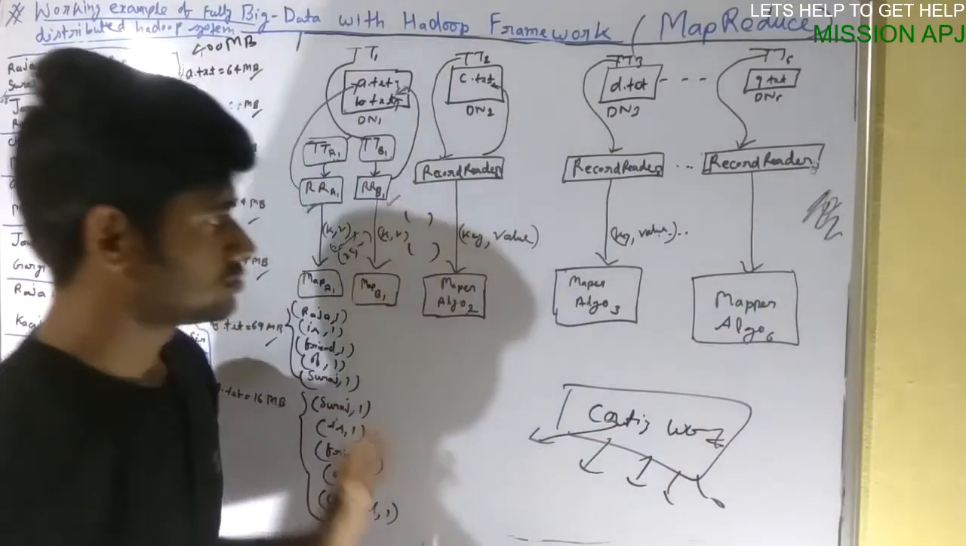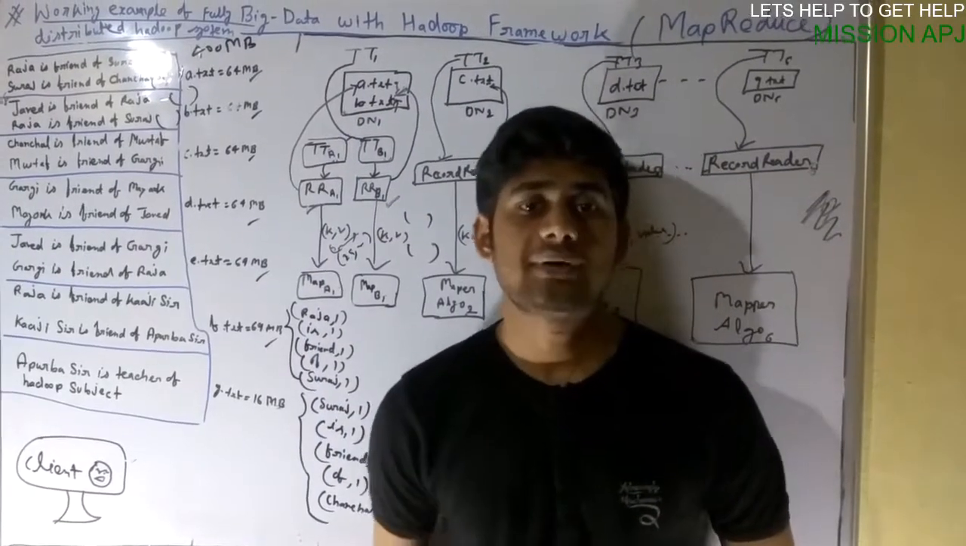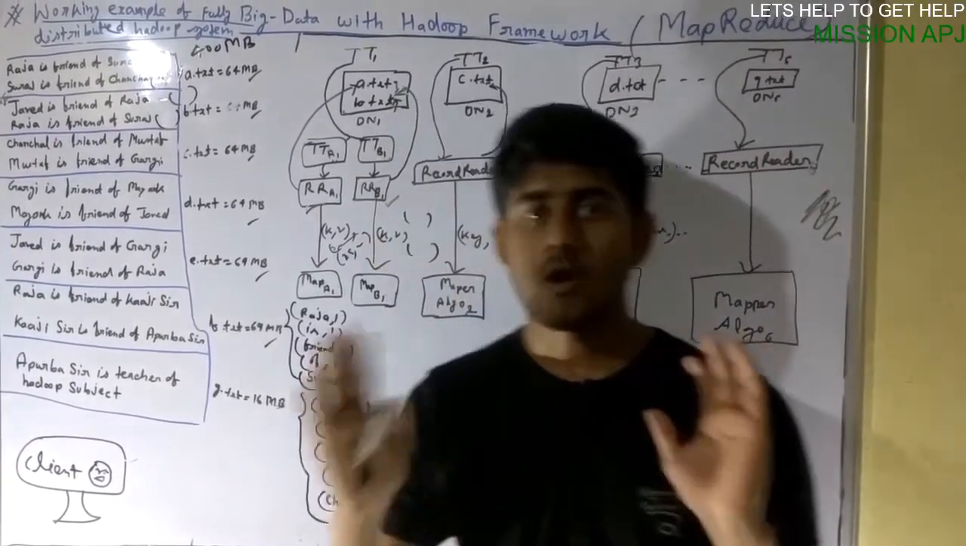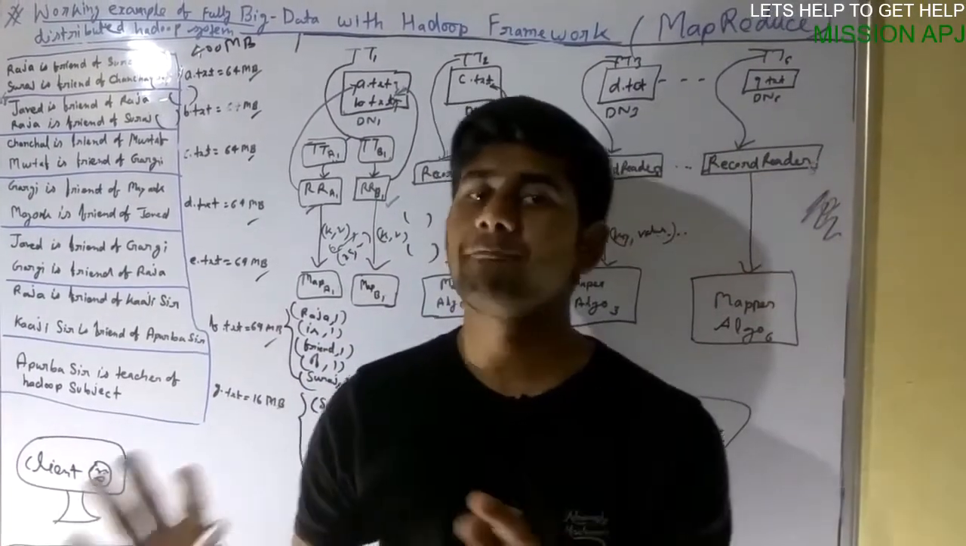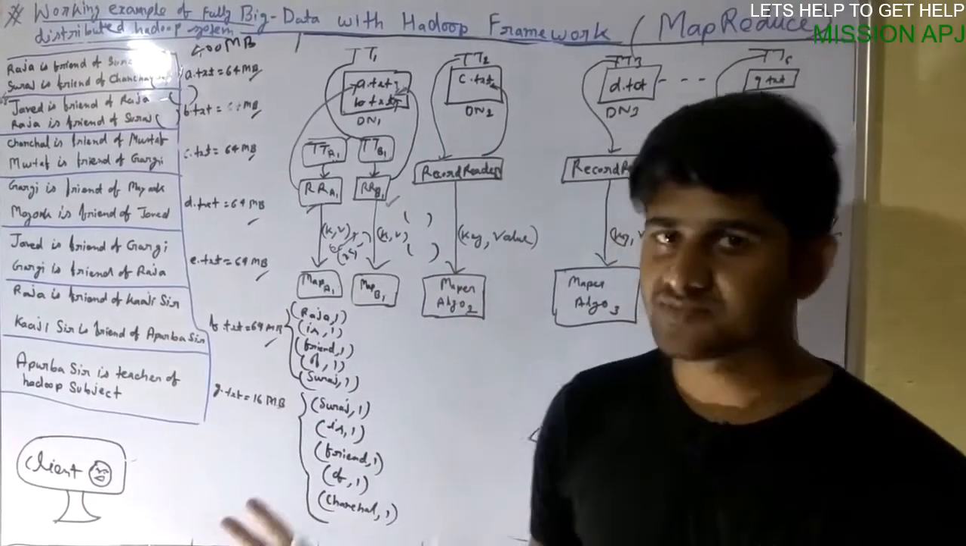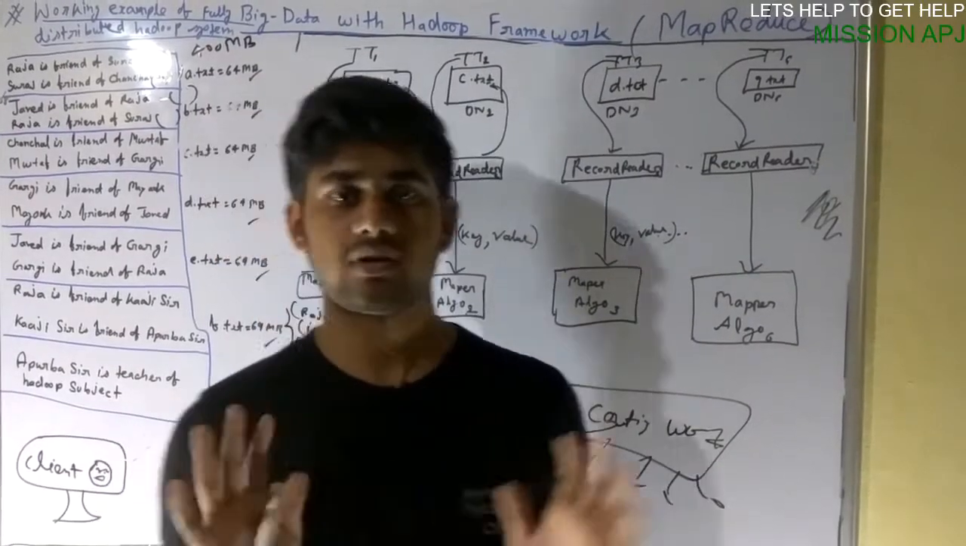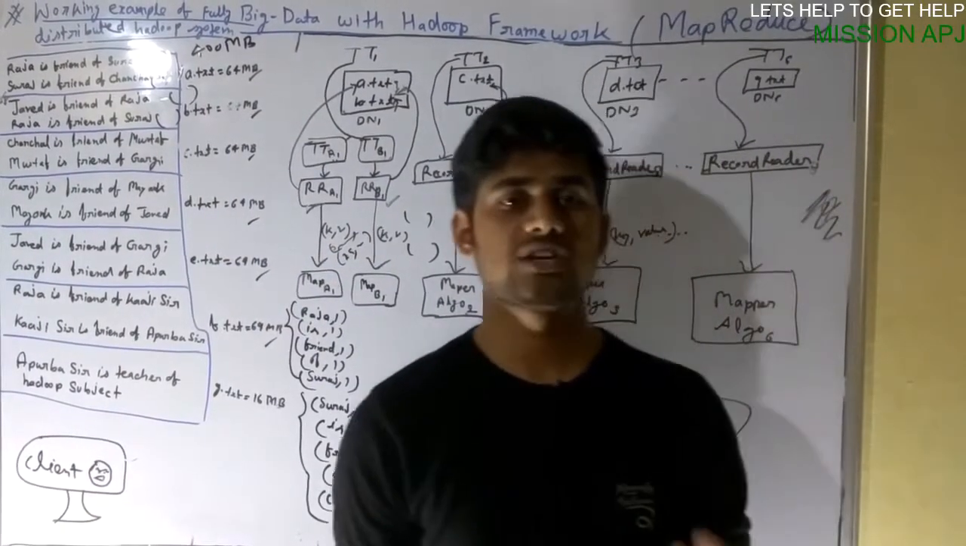Okay, so now the mapper has already generated the output. Up to this point, the map part of MapReduce is done. That is, the mapper has given the output. So the map part is complete. We have understood the map part. Now comes the reduce part.